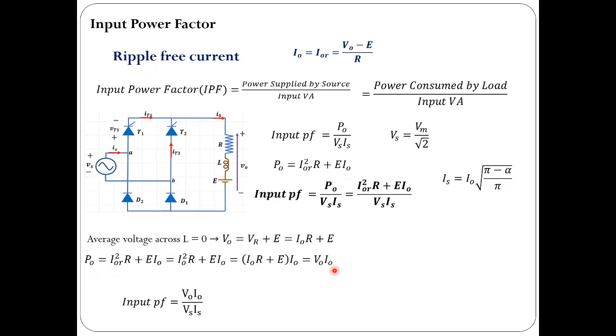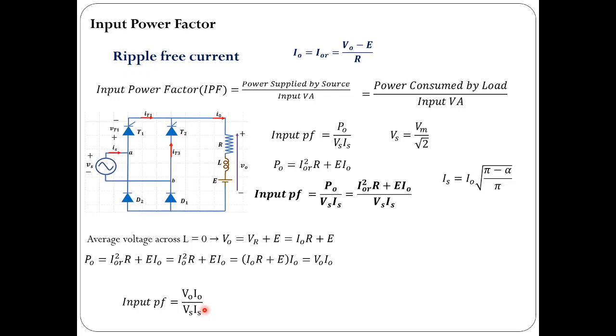P0 is equal to V0 into I0, Vs is equal to Vm by root 2, Is is equal to I0 into square root of pi minus alpha by pi. So substitute them in place of P0, Vs and Is, and you will get the input power factor. Please go through this particular slide again, and this is very important.